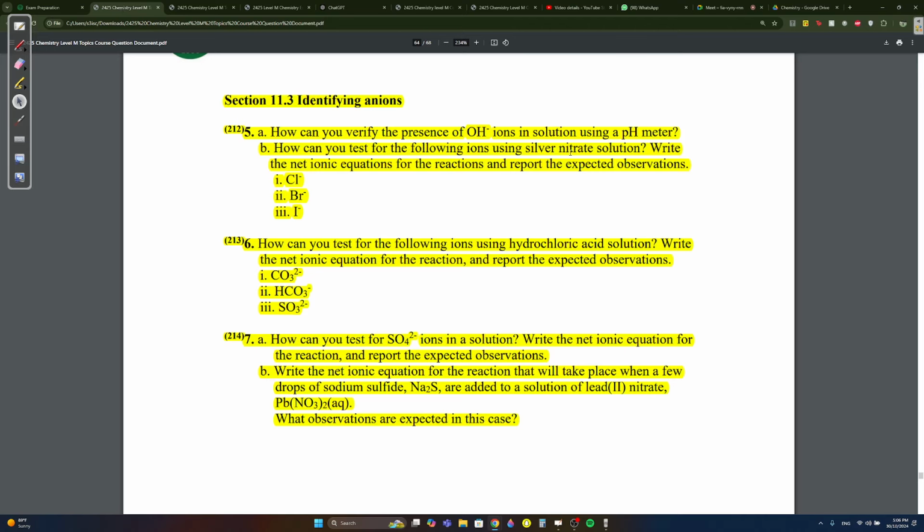How can you test for the following ions using silver nitrate solution? Write the net ionic equation. If you add silver nitrate, AgNO3, to Cl-, you get a white precipitate. To Br-, you get a creamy precipitate. And for I-, you get a yellow precipitate. Remember, iodine loves yellow.